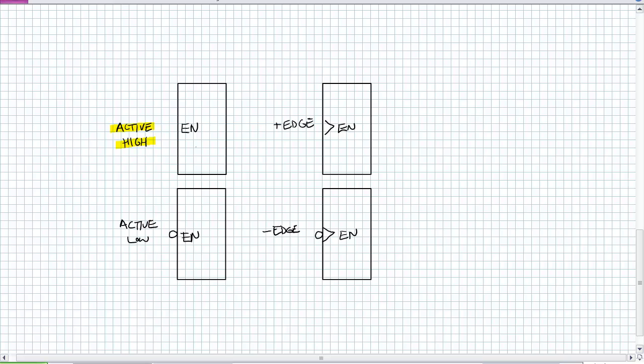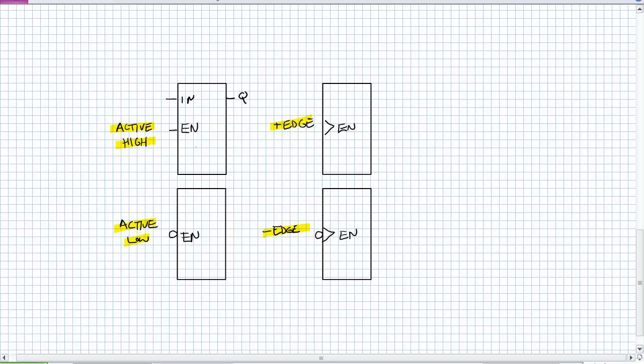So there is our verbal description of it. Active high has no indicator on the enable. Active low has got a little bubble on it. Positive edge has got that caret. Negative edge has the caret with the bubble. In the example of a bistable multivibrator, i.e. it's going to store, let's pretend that output Q right there, and let's say this is our in. We'll go into exactly what those ins are later.